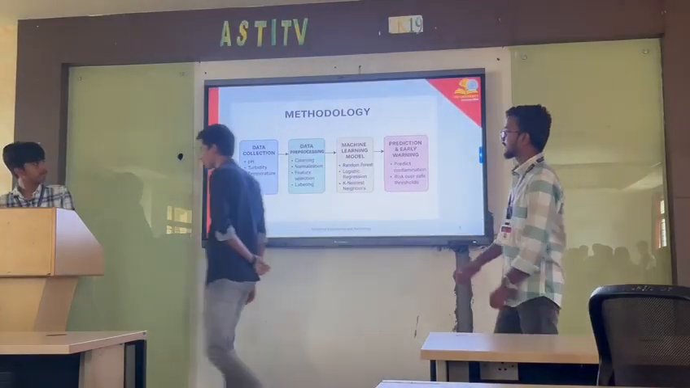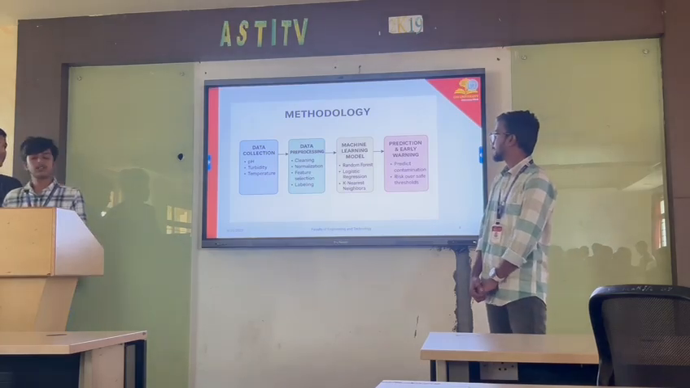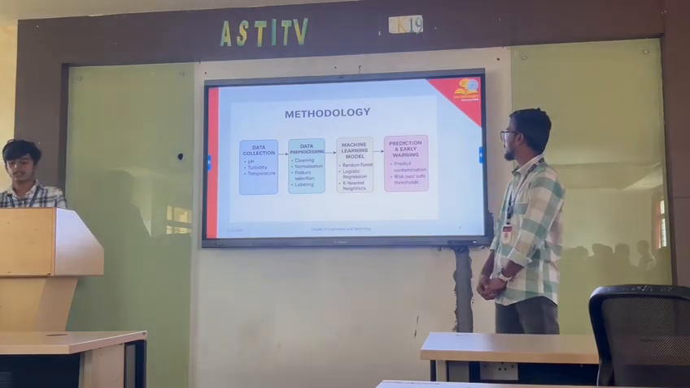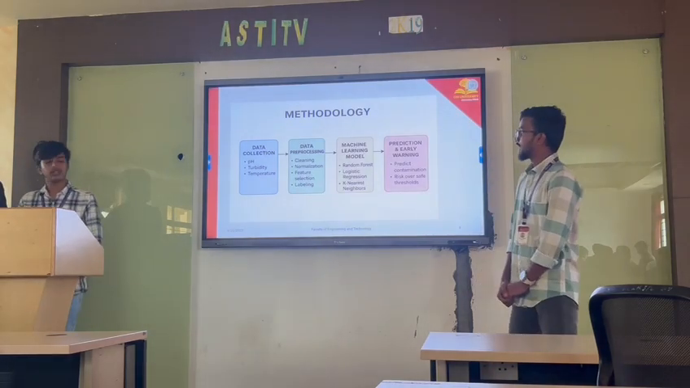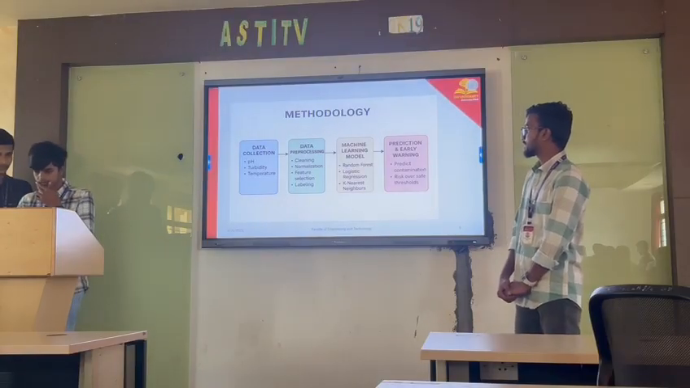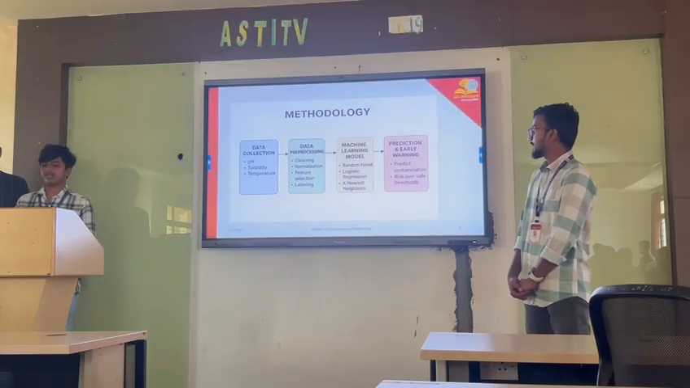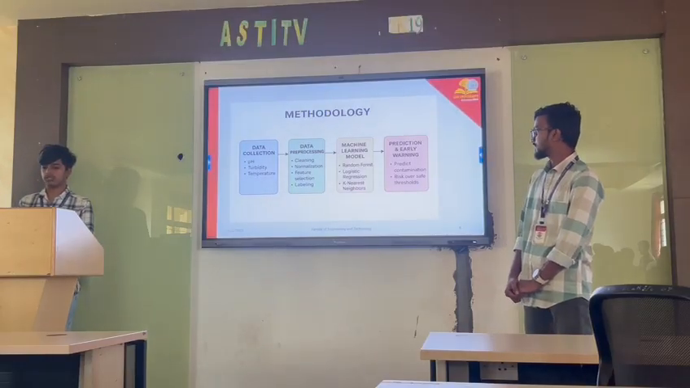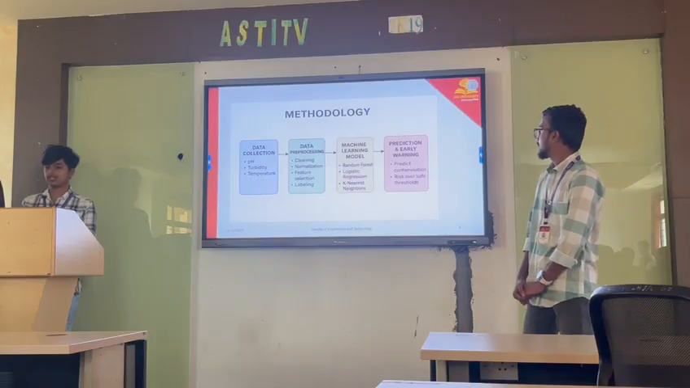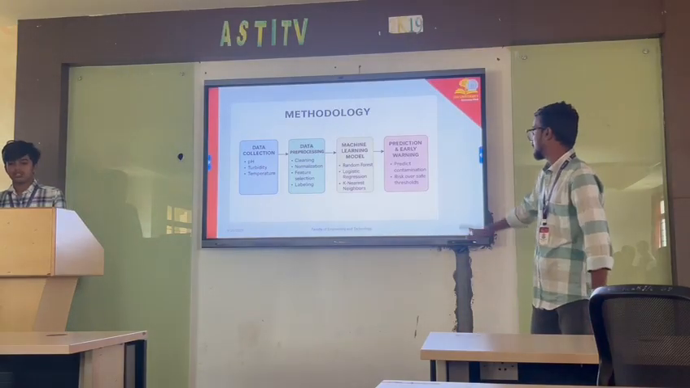Coming to methodology: data collection, data processing, machine learning models, and prediction and early warning. Data collection includes pH, turbidity, and temperature. Data preprocessing includes cleaning and normalization, feature selection and labeling. The machine learning models are random forest, logistic regression, and k-nearest neighbor. Prediction and early warning: predict the contamination and risk, and output the safety result.